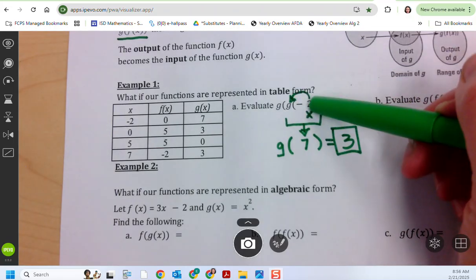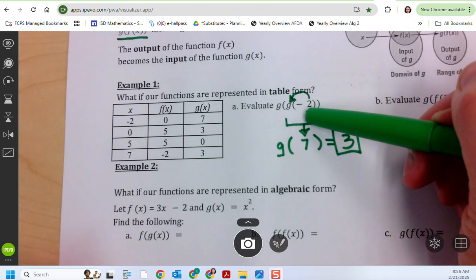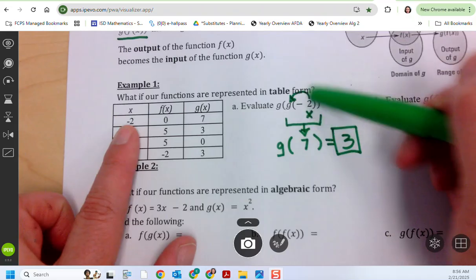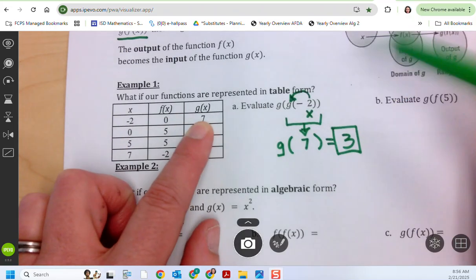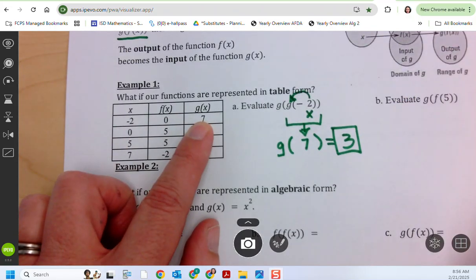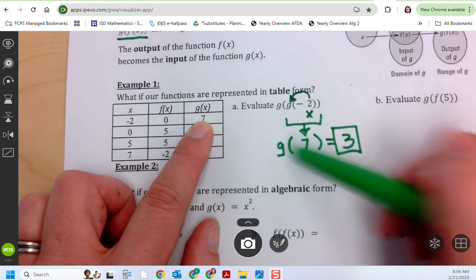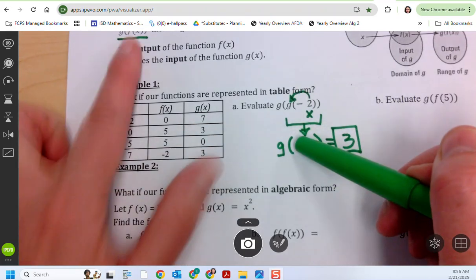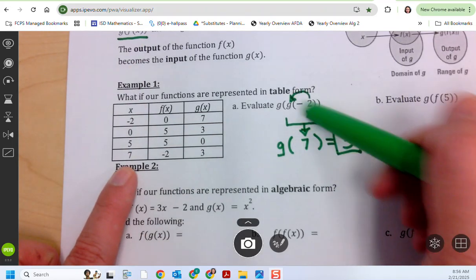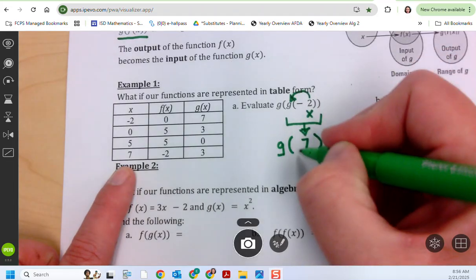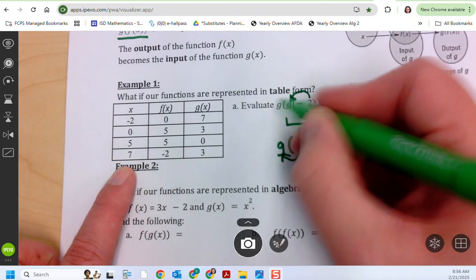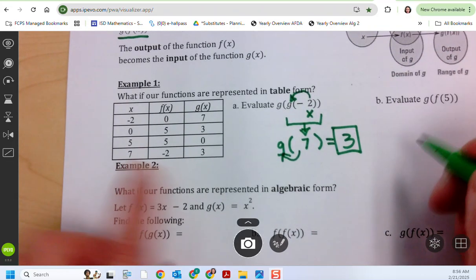You take negative 2 as your x value, and then you put that into function g, and it gives you out 7. So now 7 becomes the input. So you go back to where x is 7, and I'm going to put that one into function g again, because that's also the outside function. And I get out 3.